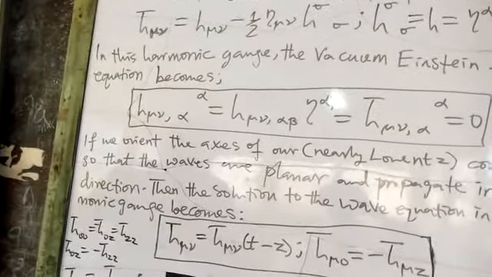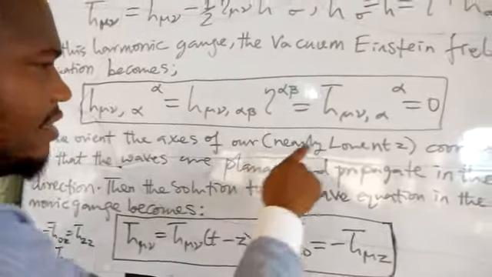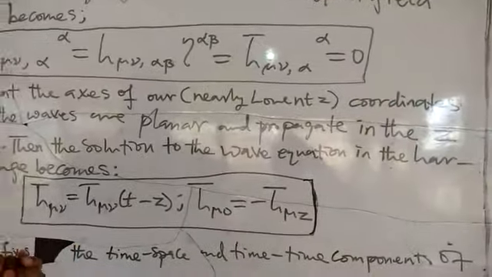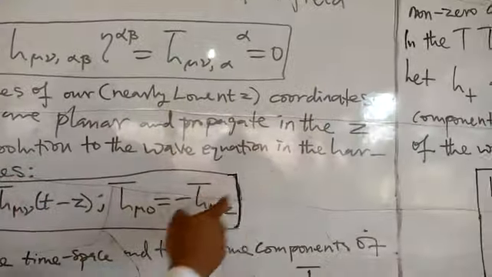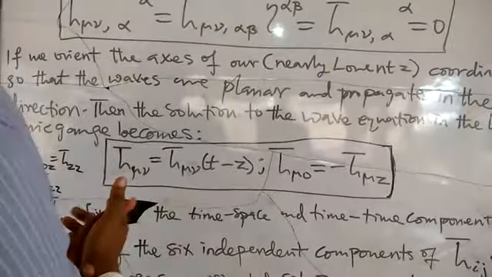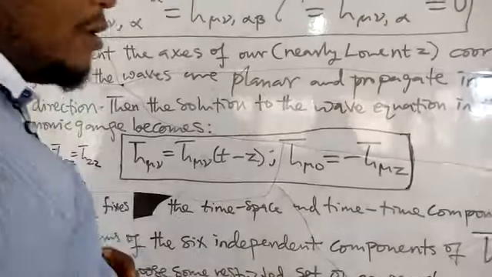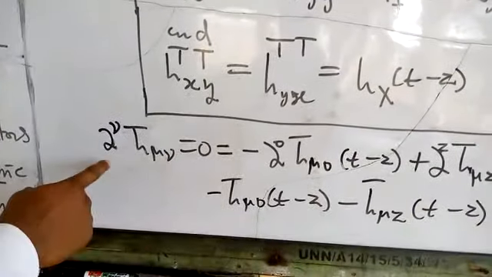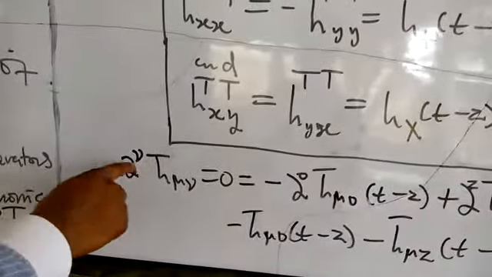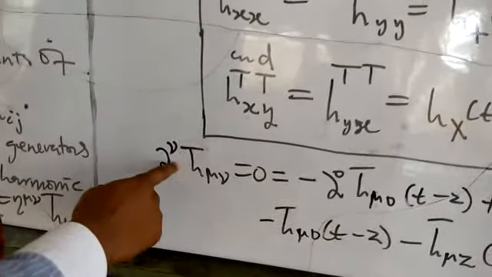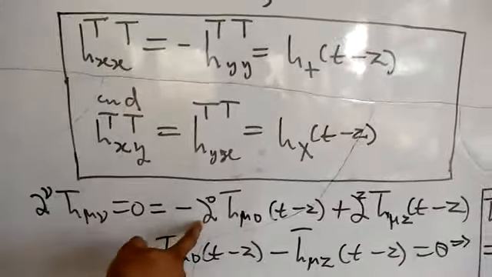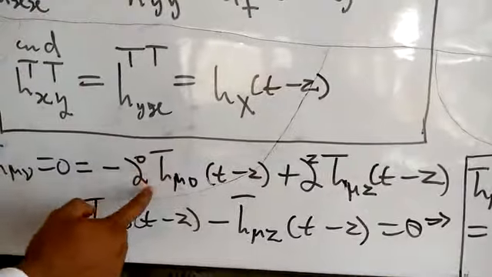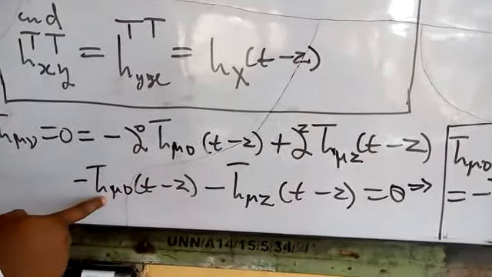Okay, now, if we orient the axes of our nearly Lorentz coordinates so that the waves are planar and propagate in the z direction, then the solution to the wave equation in the harmonic gauge becomes that. Of course, if we use the harmonic gauge, this is what we have been stating, this being equal to 0. This index here is raised, so when I evaluate this while summing, the temporal part will have a minus and the spatial part will have a plus. If I differentiate this function with respect to t, I'm going to get 1, and that's what you get.